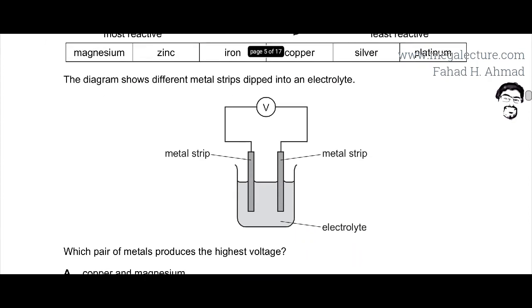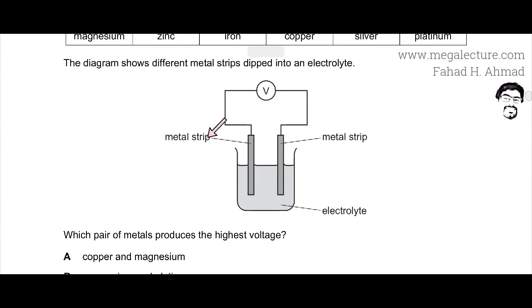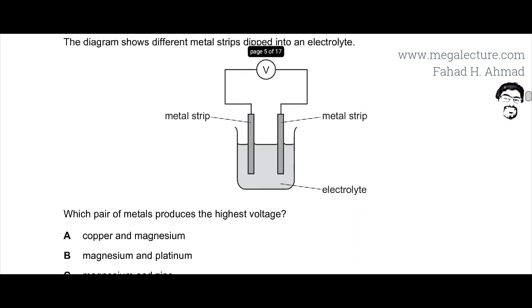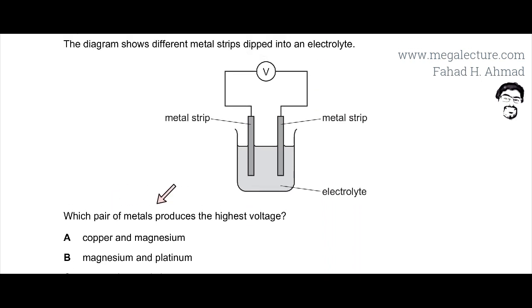So different metal strips are dipped into an electrolyte, and the question is asking us which pair of metals produces the highest voltage. Now, this is a diagram of a galvanic cell or electrochemical cell. We have different metal strips. Remember, the highest voltage is produced when the difference in reactivity of the two metal strips is very high.